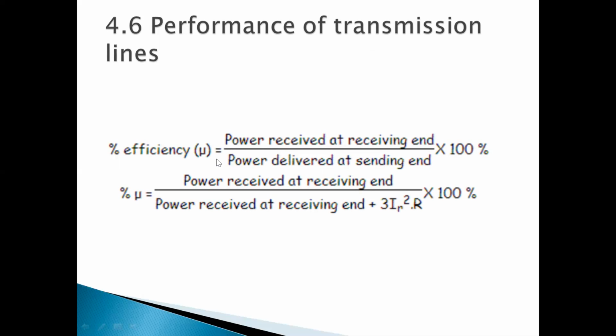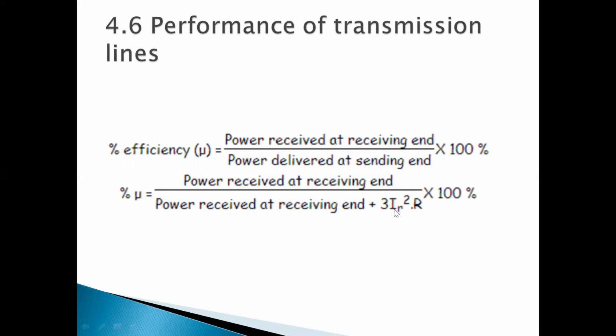The efficiency is a simple formula, nothing else. If you want to find the efficiency of power transmission lines, put the power received at the receiving end divided by the power delivered at the sending end. The sending end power is the receiving end power plus losses. You have two methods to find the efficiency. First, if you know the sending end power and the receiving end power, you just divide and multiply by 100. Of course, the sending end power will be more because there are losses in transmission lines.